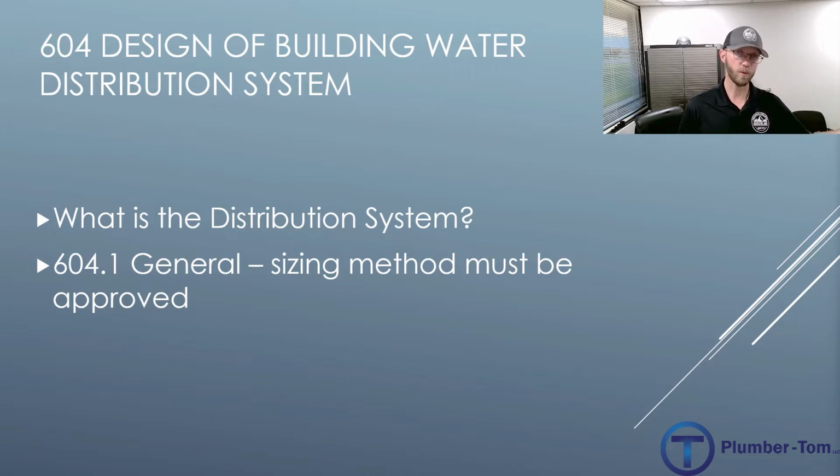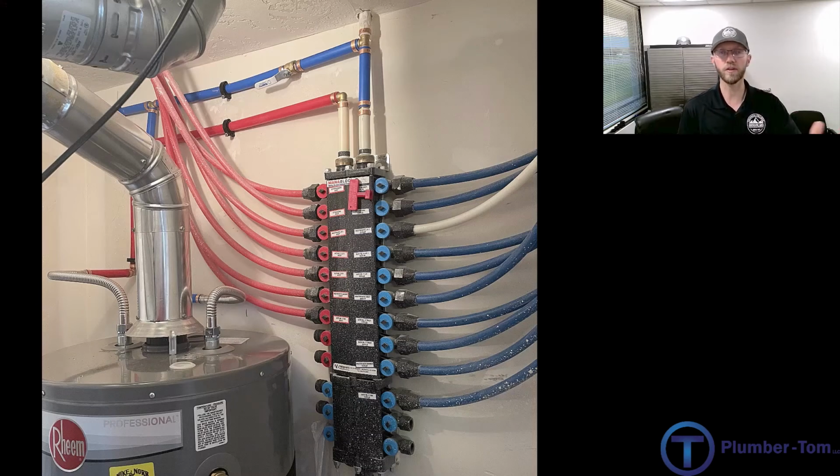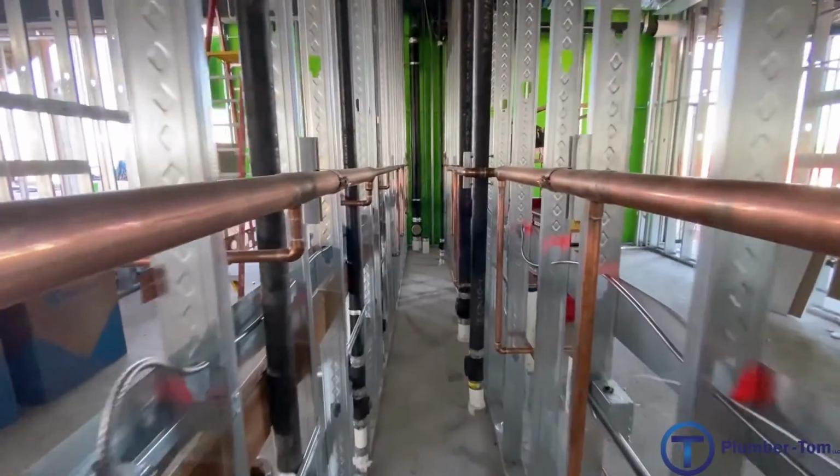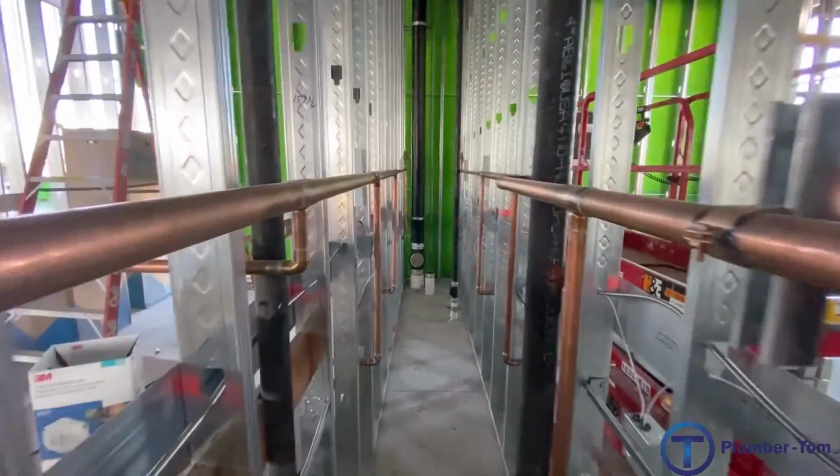All right, we've talked about the water service pipe. That's the pipe bringing water from the main into the building. Let's talk about distribution now. 604 goes over the design of building water distribution systems. There's a lot involved with design. There's different methods that we use to distribute that water throughout the building. And this is going to go over what's approved and what are the requirements for that. And along with that, we also have sizing.